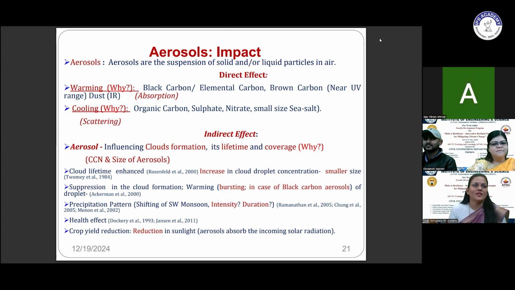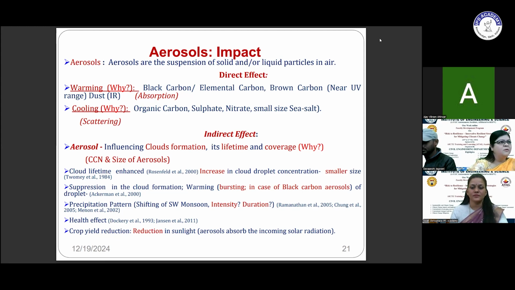Rain droplets require some media, and then condensation, then precipitation. That media is particulate matter. Particulate matter is media for the formation of cloud droplets. And if the particulate matter is finer in nature, if fine aerosols are present in the atmosphere, then cloud formation will take place, but the size of the droplets will be smaller.